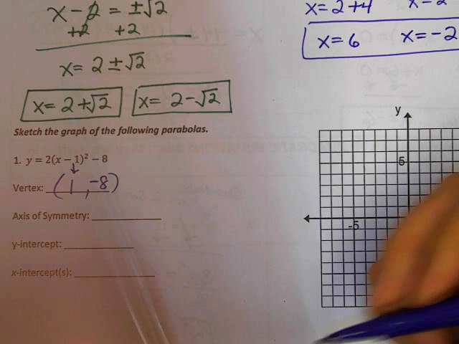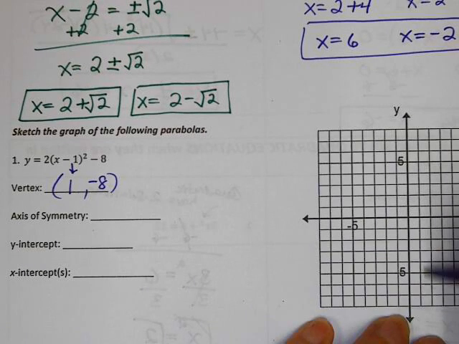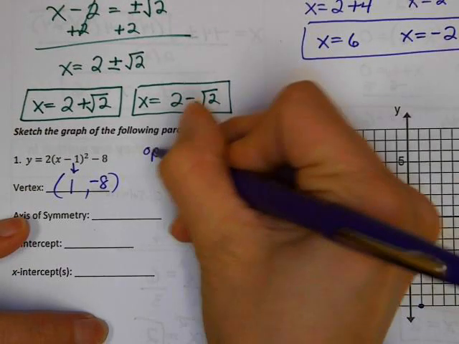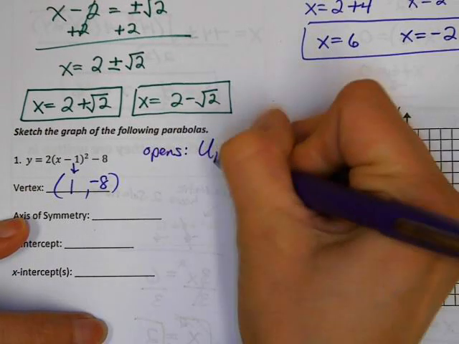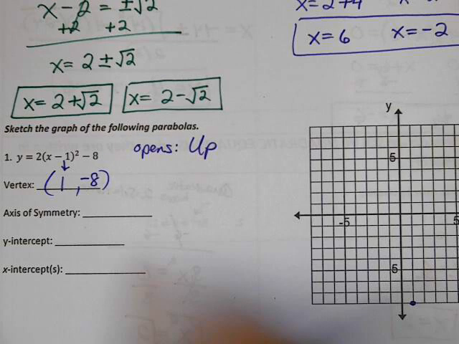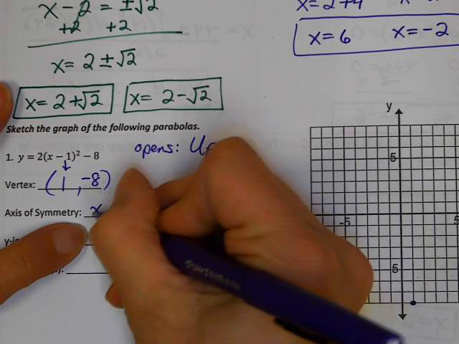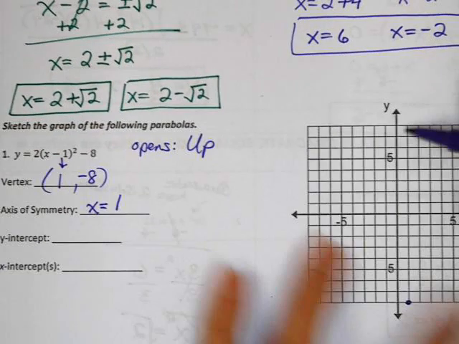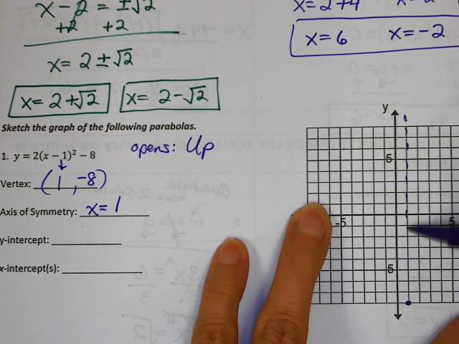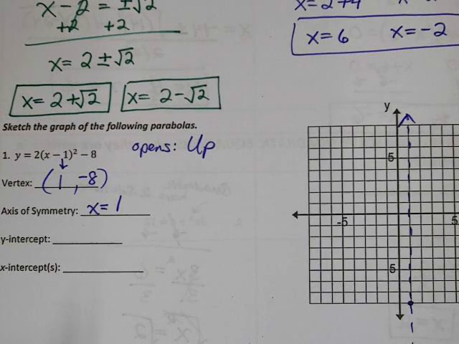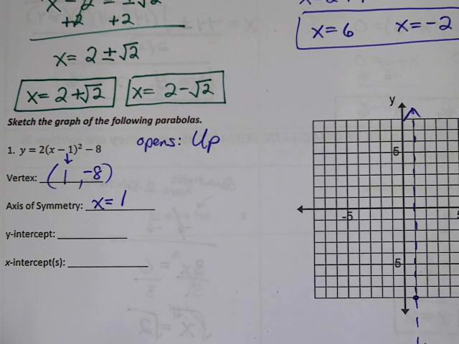Okay, so I'm going to go to positive 1. I'm going to go to negative 8. There it is. This parabola opens up. Let's just write that down so I make sure I draw an opening up parabola. Axis of symmetry, it's always x equals, and it's going to be that number 1. I'm going to draw the axis of symmetry over here so that everything on the parabola is nice and even. Symmetric, reflection on both sides.